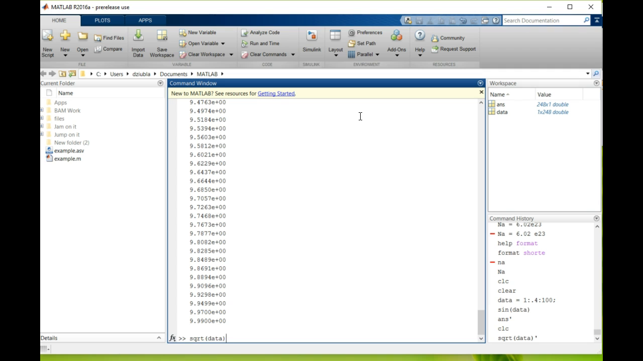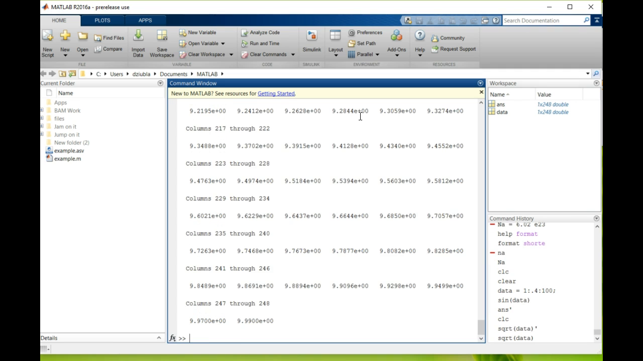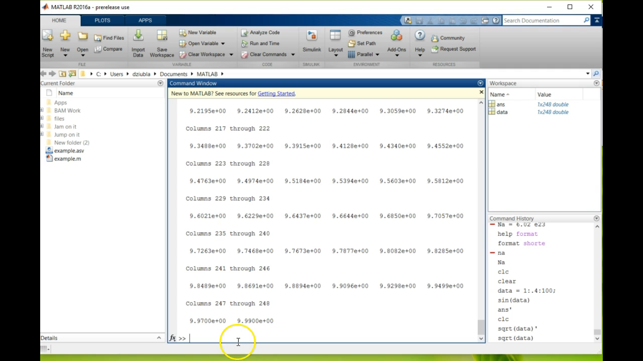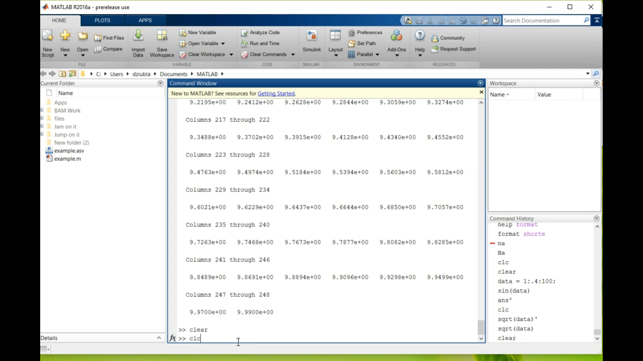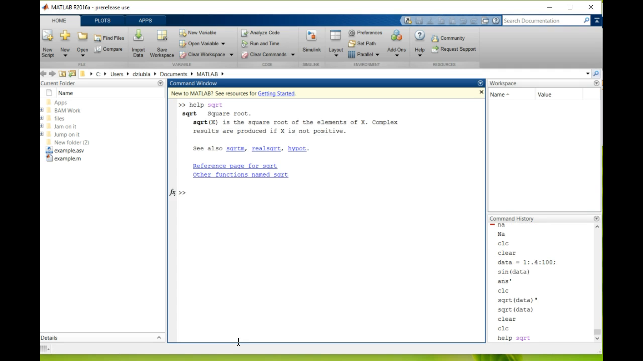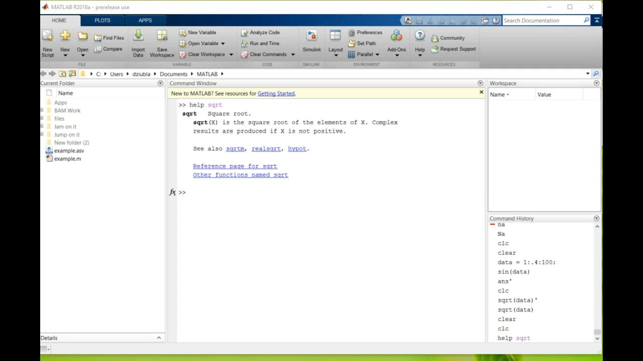If I didn't put that apostrophe, it'll just be column format. It'll be row format instead of column. But you can see again, you're just doing that large calculation across this entire data set. If you didn't know what was happening with that, you can always say clear and clc, and I can say help sqrt, and you can get a sense of what the square root is doing. So that's a good point to look at.